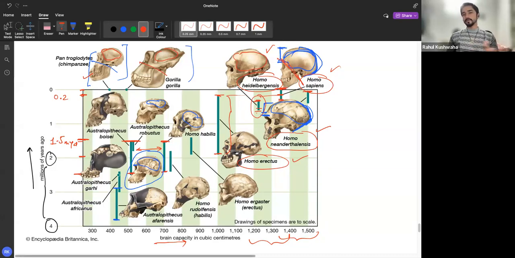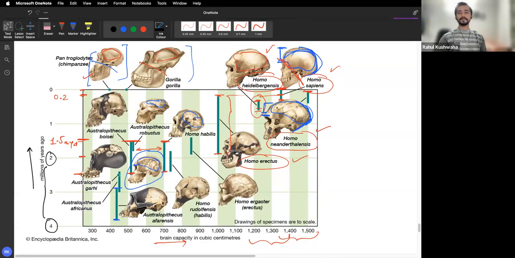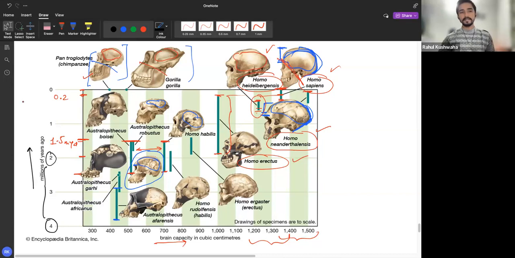Okay. So does this make sense, everyone? Do you have any questions with respect to human evolution? Yeah. So this tells us that human evolution is not linear. It's not like one became the other and then it transformed into another. It's branching. At one point of time, there were multiple Homo species.